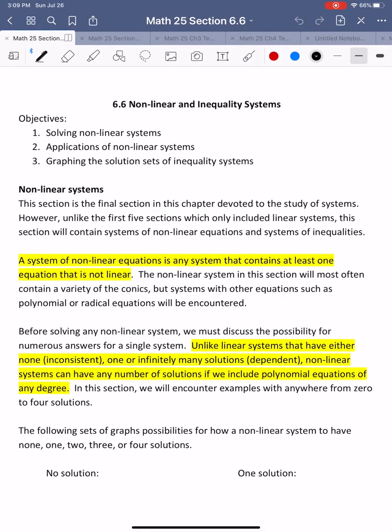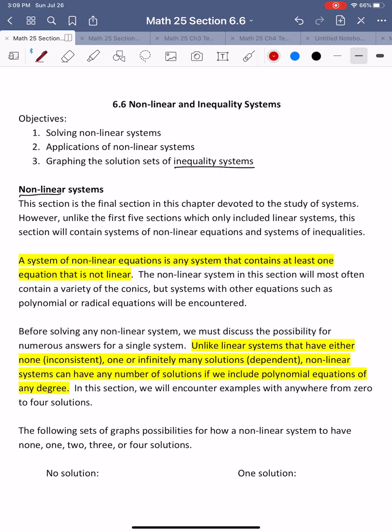Hello, this is section 6.6, Nonlinear and Inequality Systems. Objectives: number 1, solving nonlinear systems. Number 2, applications of nonlinear systems. Number 3, graphing the solution set of an inequality system, linear or nonlinear. So, nonlinear systems.